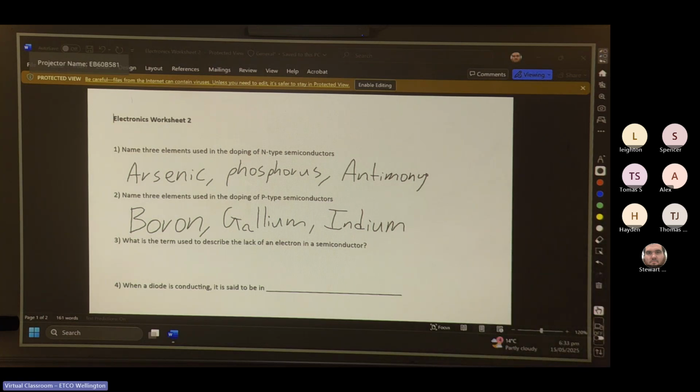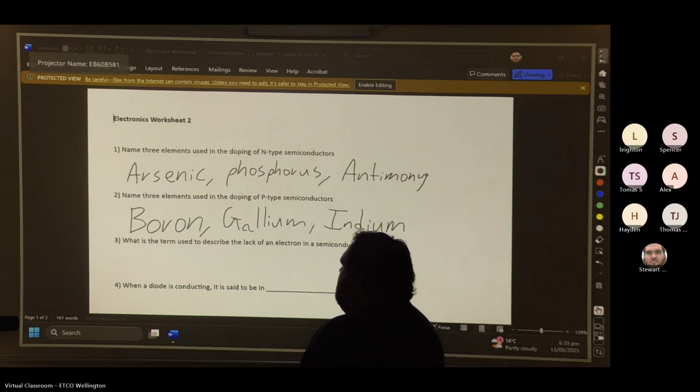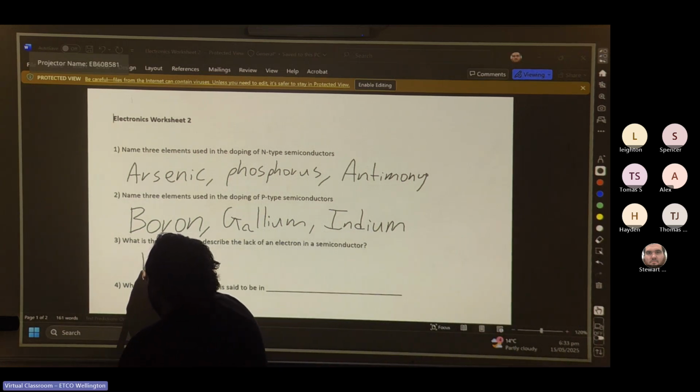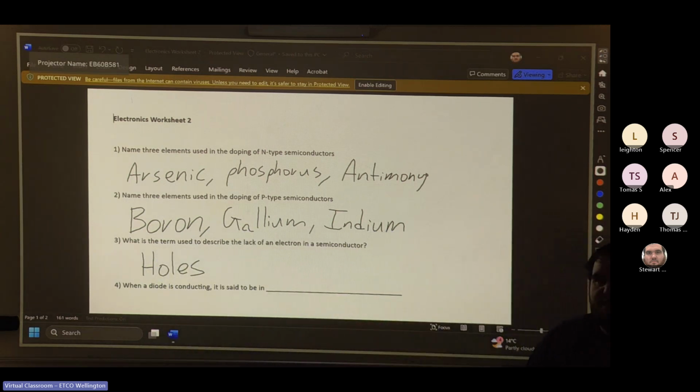So what is the term best to describe the lack of an electron in a semiconductor? It's one word. What term is used to describe a lack of electron in semiconductor? Yep, holes. Good one, guys. Cool. So when a diode is conducting, it's said to be in what?